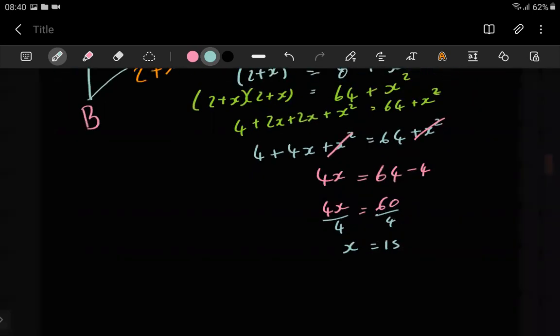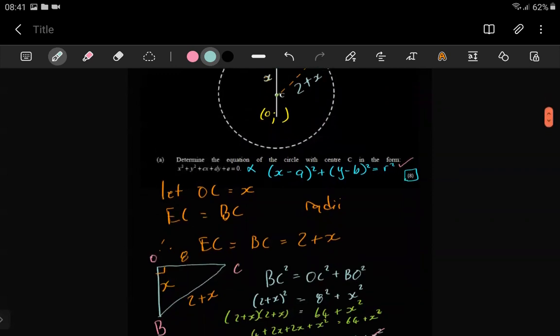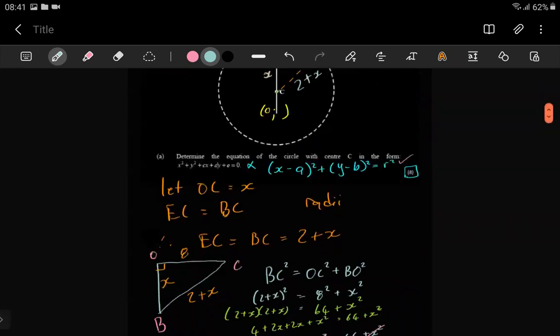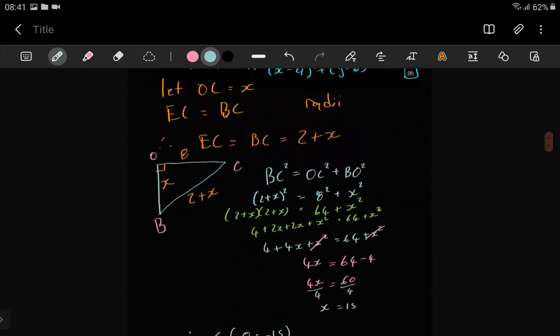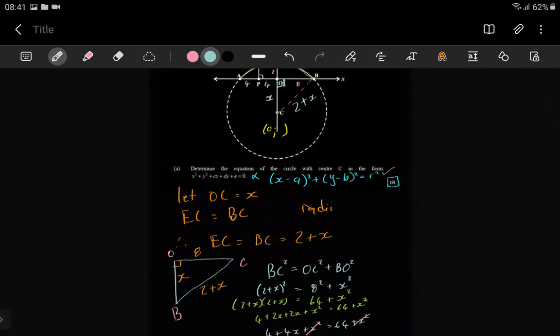So if we look at it nicely, that does look accurate because 15 is bigger than 8. So if x is equal to 15, that automatically gives us the y value of our center. Because if the distance from the origin going downwards is 15, it means that the coordinate of C is (0, -15). Does that make sense? Yes, it makes sense. Cool, because the value of x is 15.